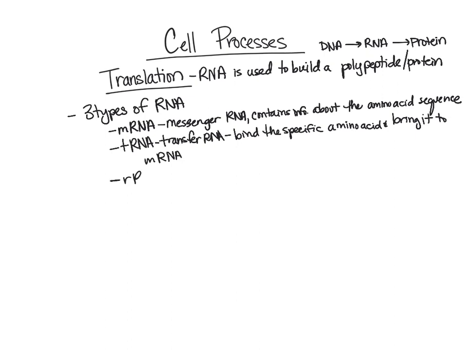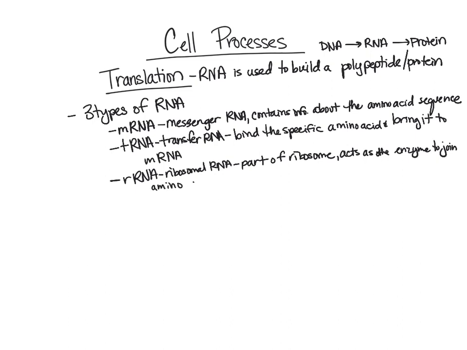Then our last one, our rRNA, remember that stands for ribosomal RNA. The ribosomal RNA is going to be part of the ribosome, which is where we're going to be using our mRNA to make the protein. It acts as the enzyme to join amino acids together.